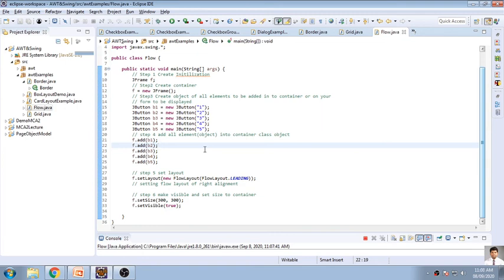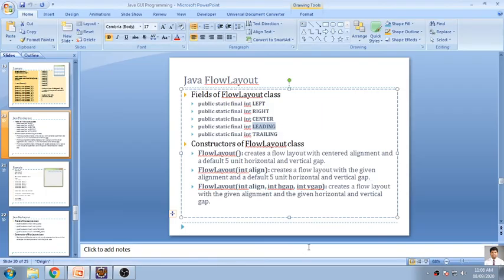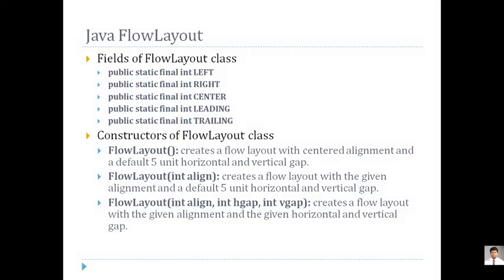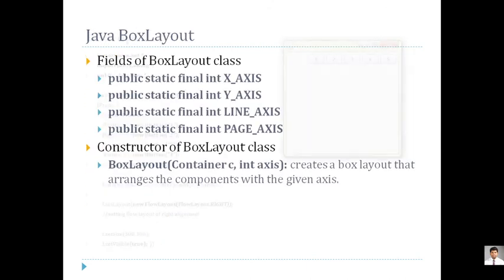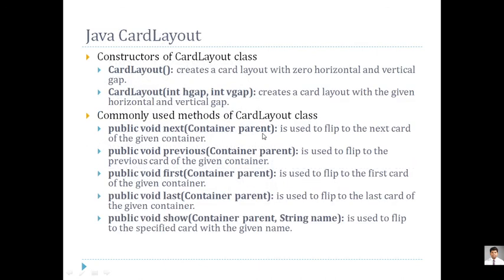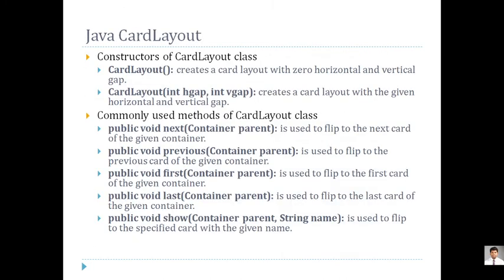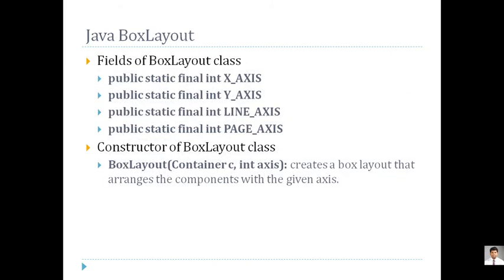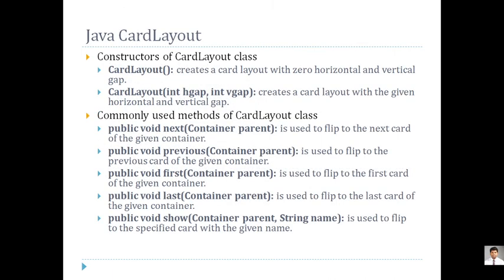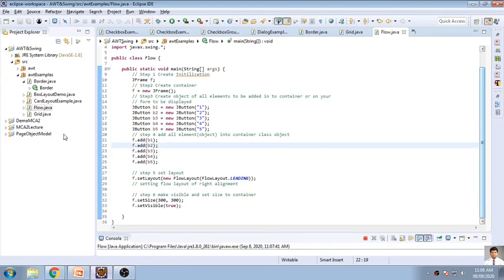Now we'll move to the last layout of your syllabus, that is now box layout. Box layout. Now see, a box layout will contain some constant values called the x-axis or y-axis or line axis or page axis. Sorry, for box layout we are not having an example, so we'll have an example directly executed on a screen. So box layout will be displaying elements in a box format, and the last one is card layout. So we'll go for executing the box layout now.